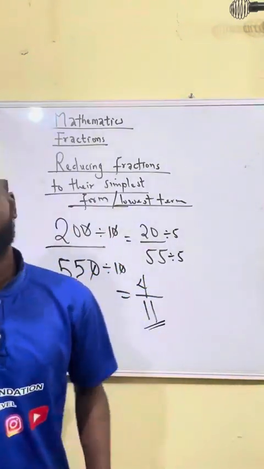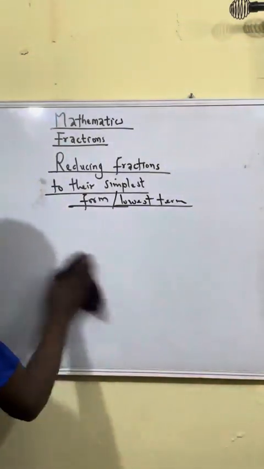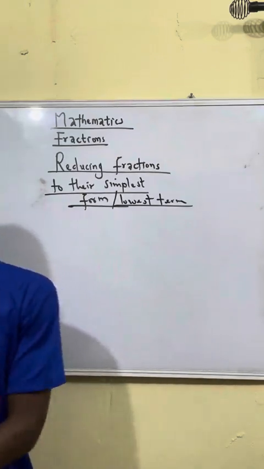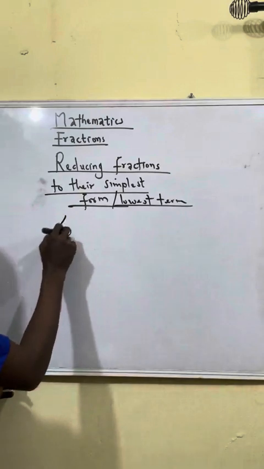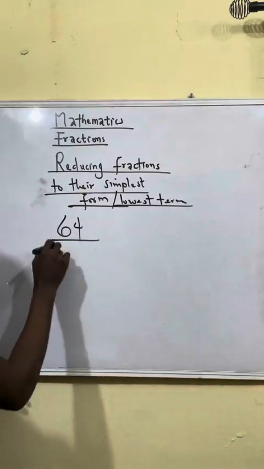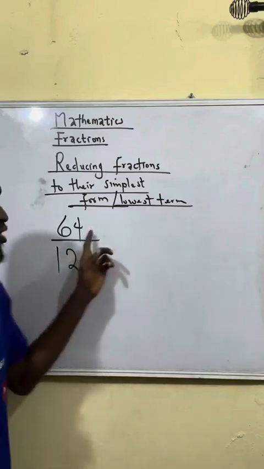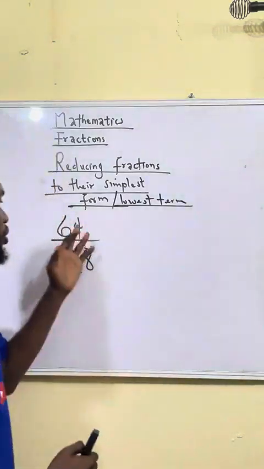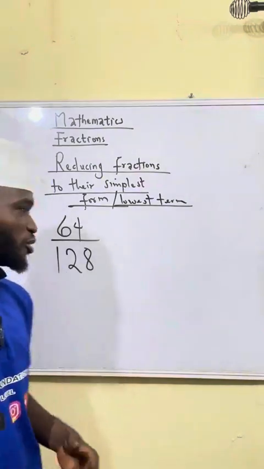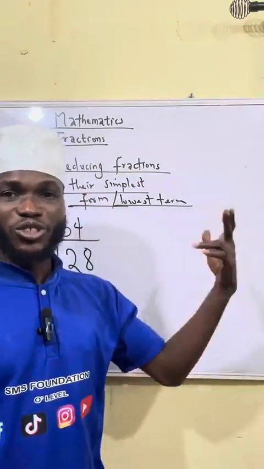So let me treat one more example on that, then we say bye-bye to this class. For example, if I have 64 over 128. So how do we reduce this to the simplest form? You have to just use your brain. You don't need to choose something big.